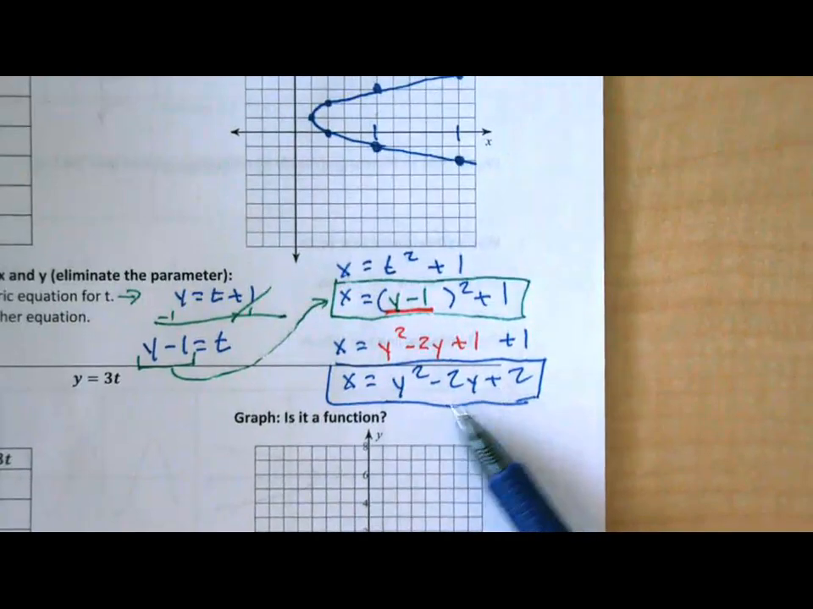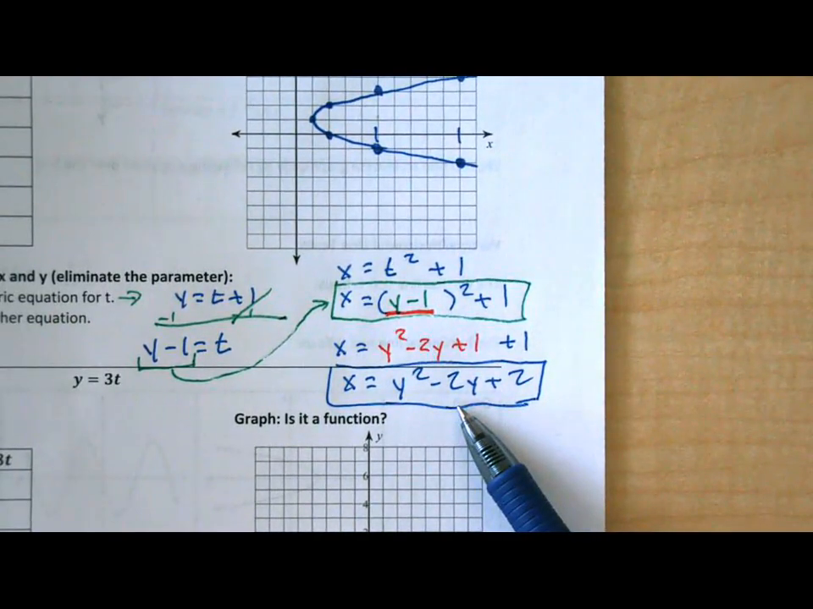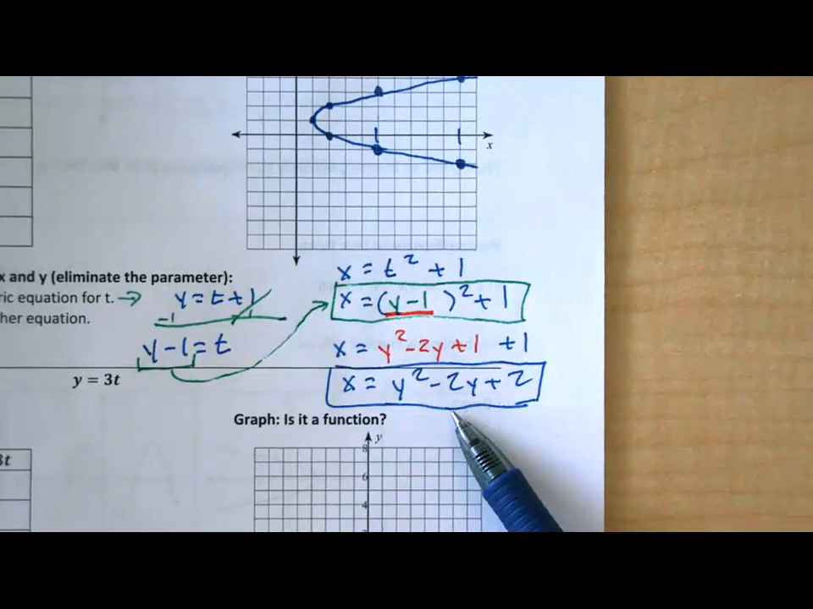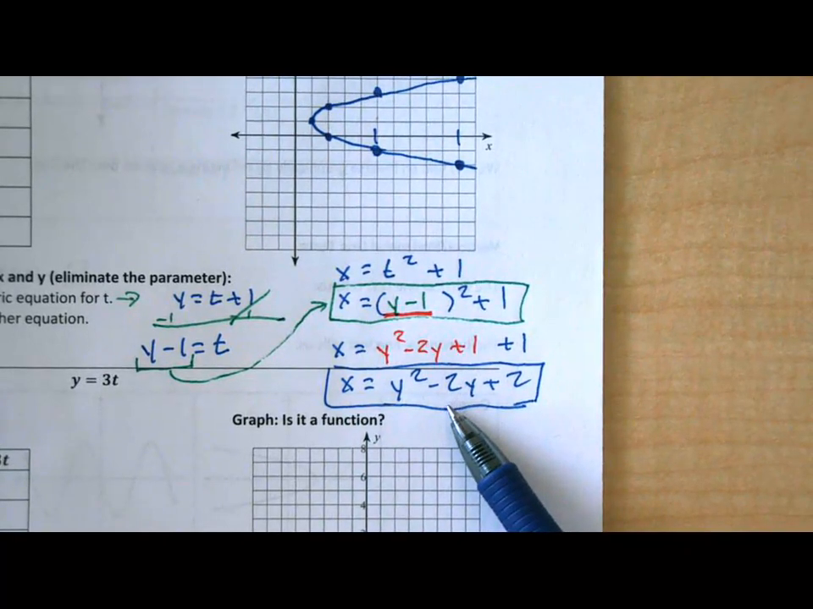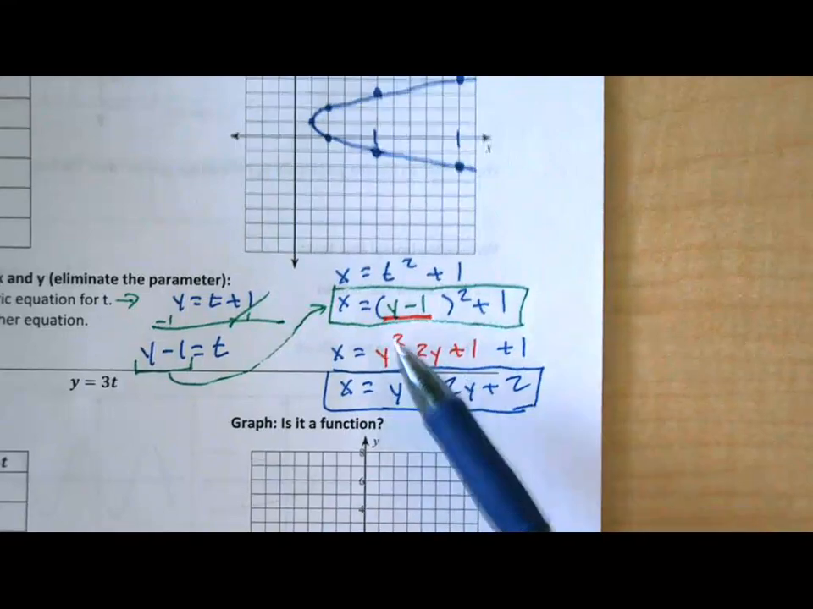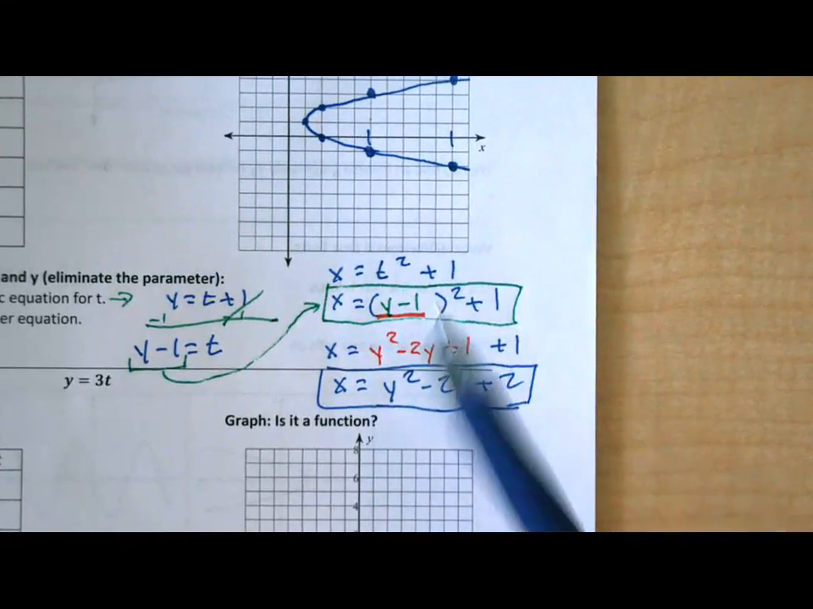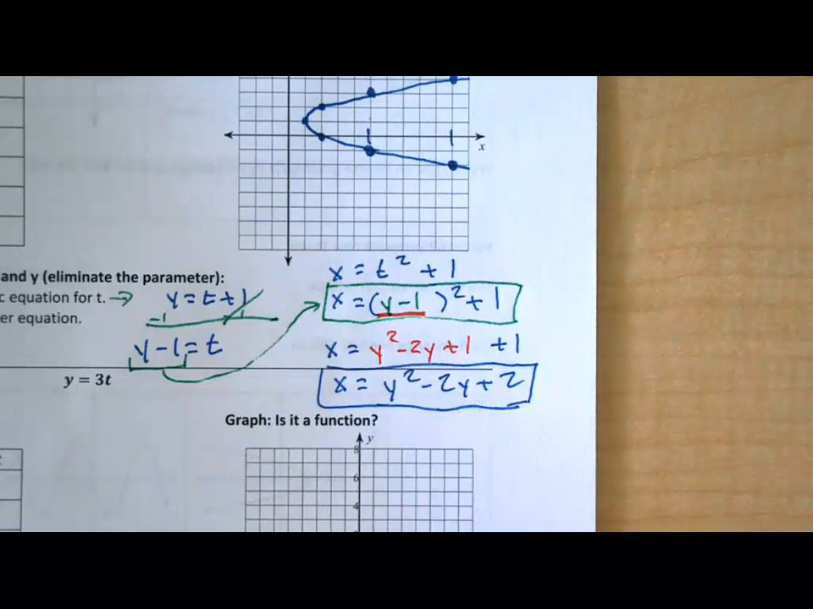Did your final answer have this -2y in it? If it did not, then you're making a super, super common mistake. When we're squaring a binomial, we can't just square the first thing and the last thing. You're leaving out the OI in the FOIL.